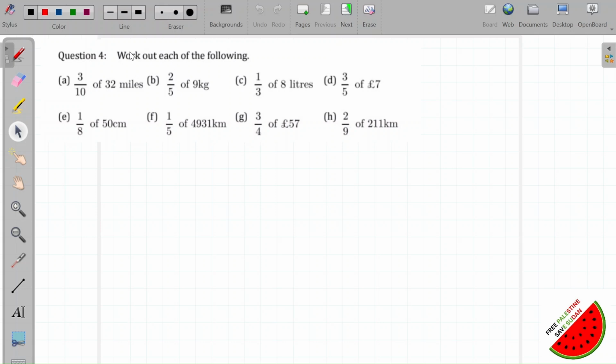Let's get started. So these questions over here are to do with fraction of an amount. So I will do 3 of them. I shall do, let's say, A, B, and C. So A, it says 3/10 of 32 miles.